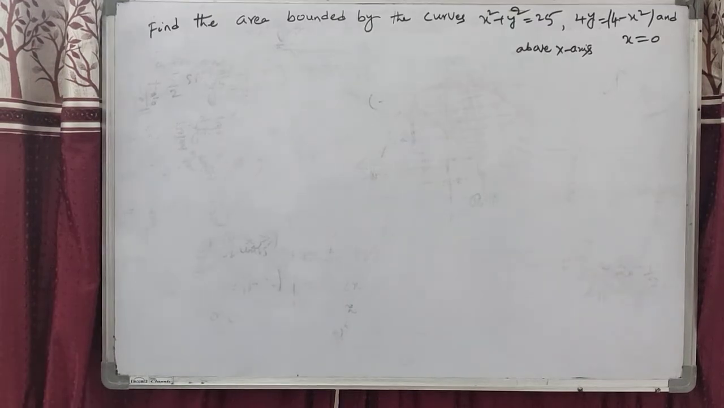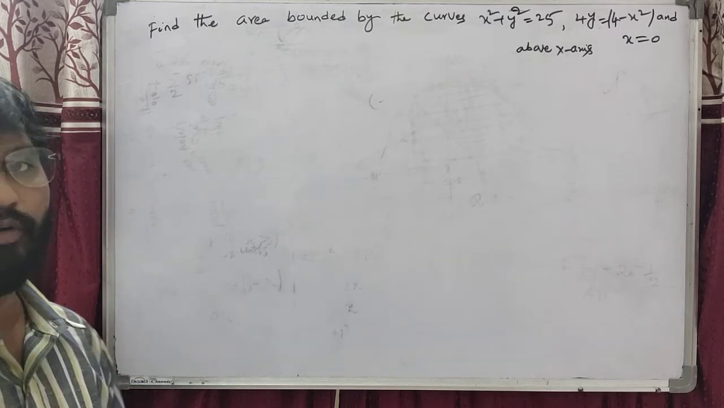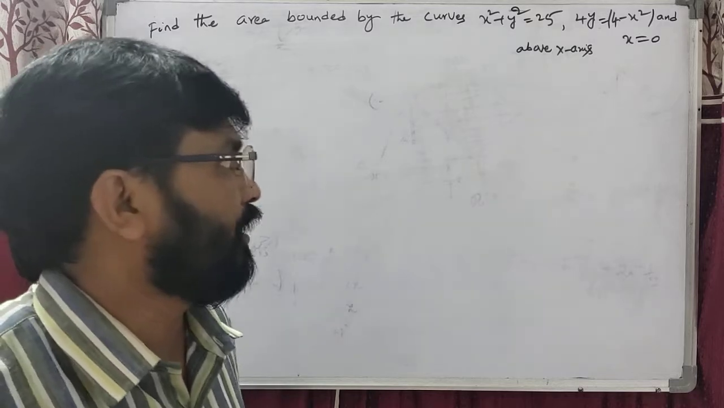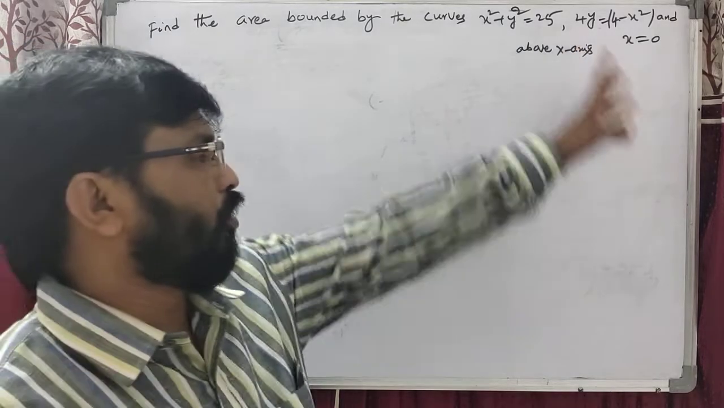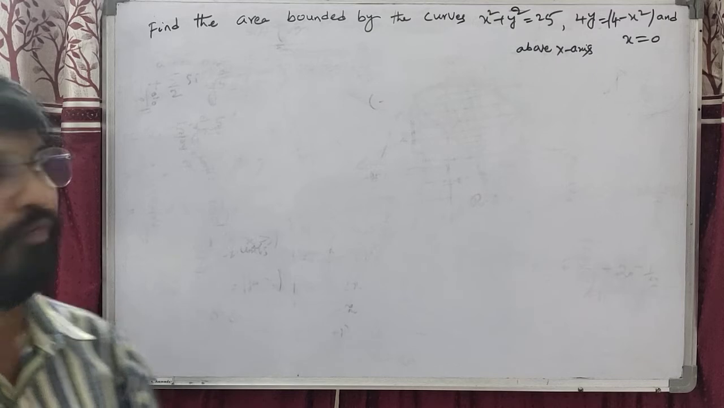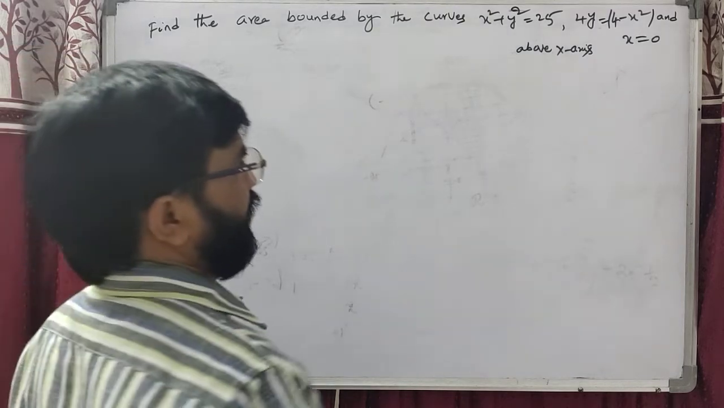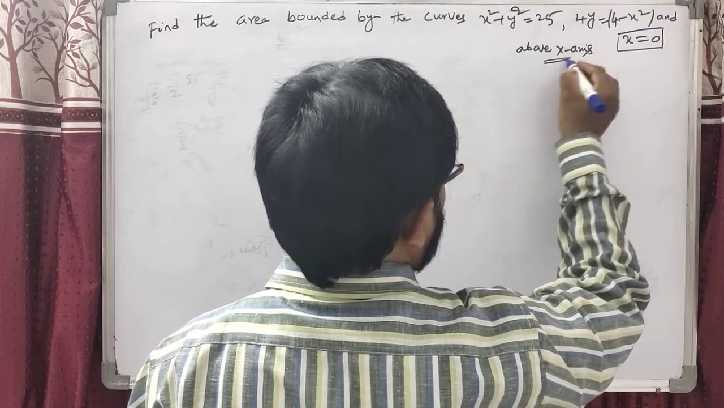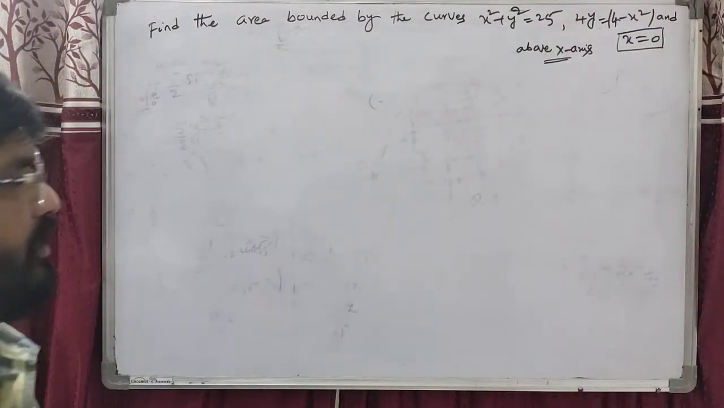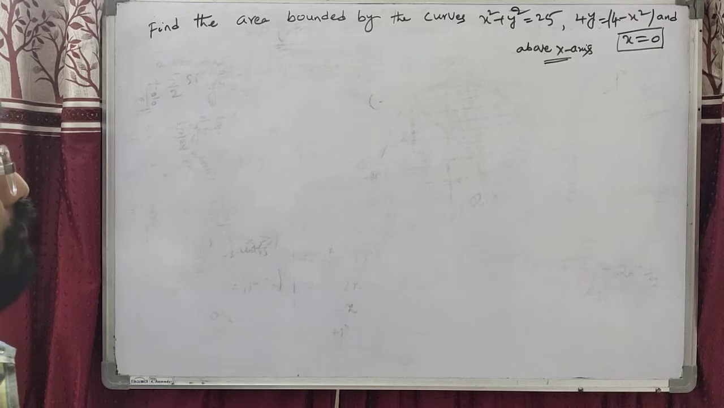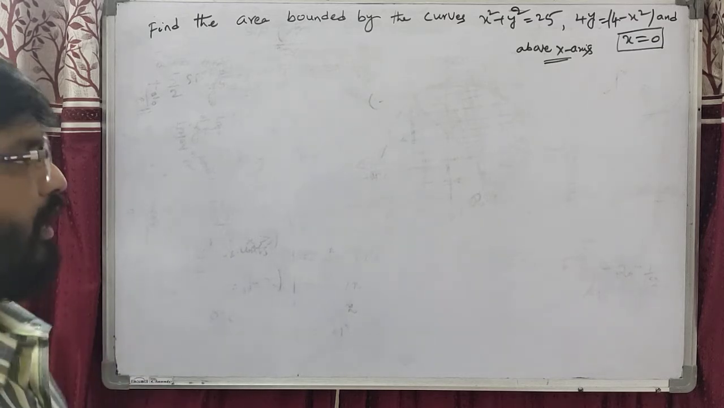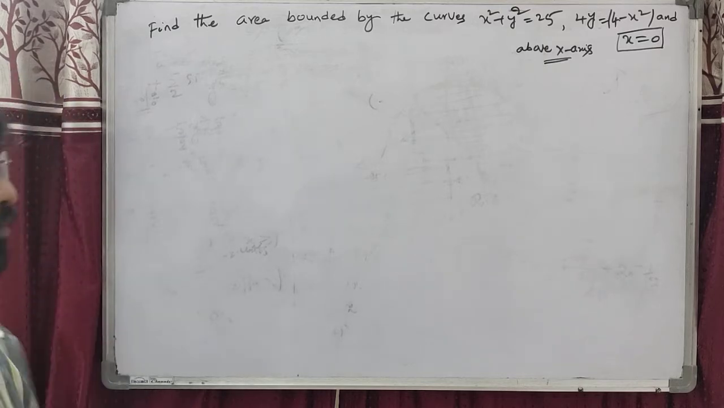Dear students, now the second one: find the area bounded by the curve. The circle is given as x square plus y square equal to 25, and the other is 4y equal to modulus of 4 minus x square, and x equal to 0, which means the y axis, and above the x axis. Okay students, we have to find the area above the x axis and x equal to 0. Okay students, please concentrate here.